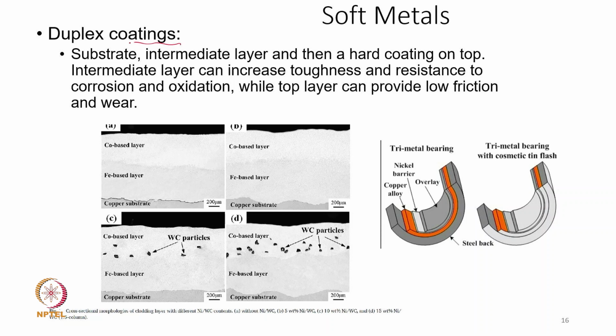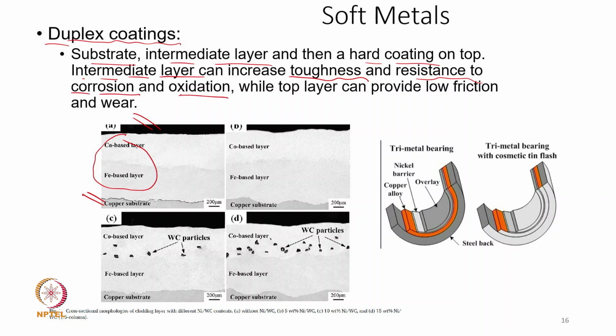We already covered the bimetallic coating. Basically we use the word duplex coating for this. The reason is that there is a substrate material, a coating, and in between there is an intermediate layer, with the hard coating on top. This intermediate layer is sometimes a nickel or cobalt coating. They increase the toughness and the resistance to corrosion and oxidation.